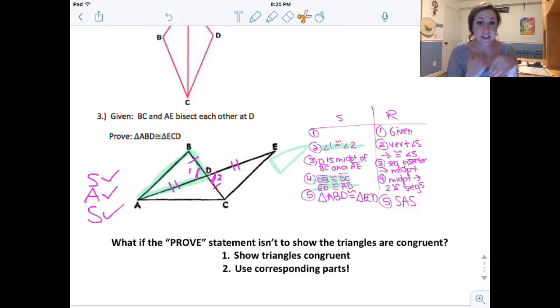Okay, same questions on those. Those are kind of the starter proofs. We're going to move into some harder ones now. So the next one I would say is, well, what if the proof statement isn't just to show the triangle is congruent? Here's what we always do.